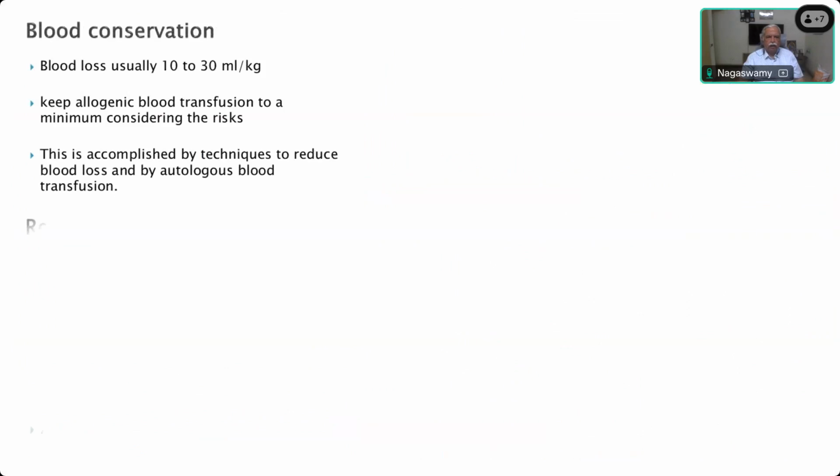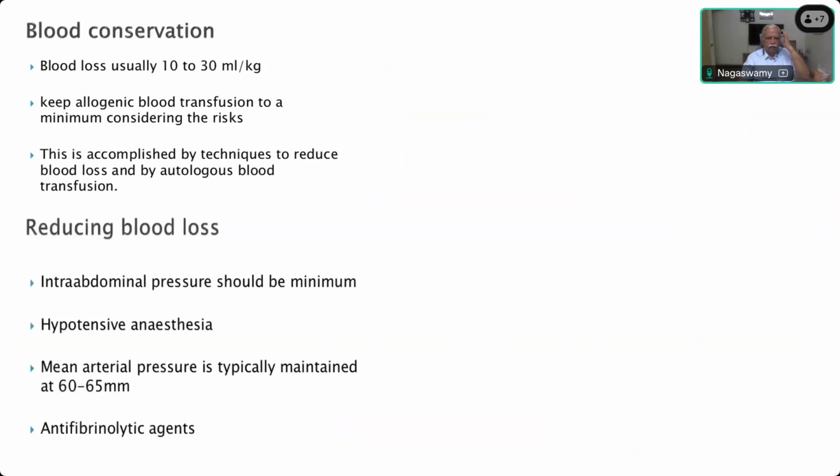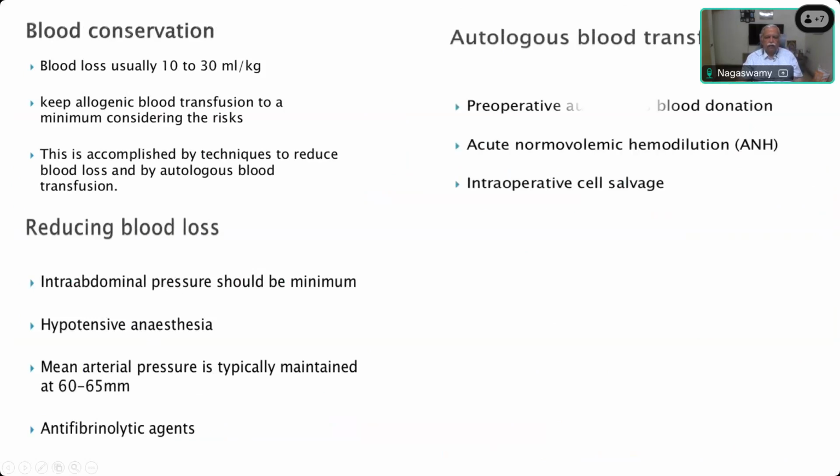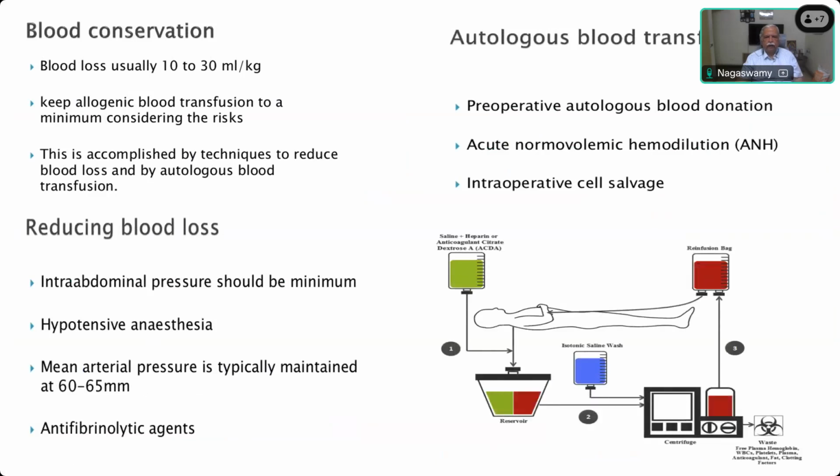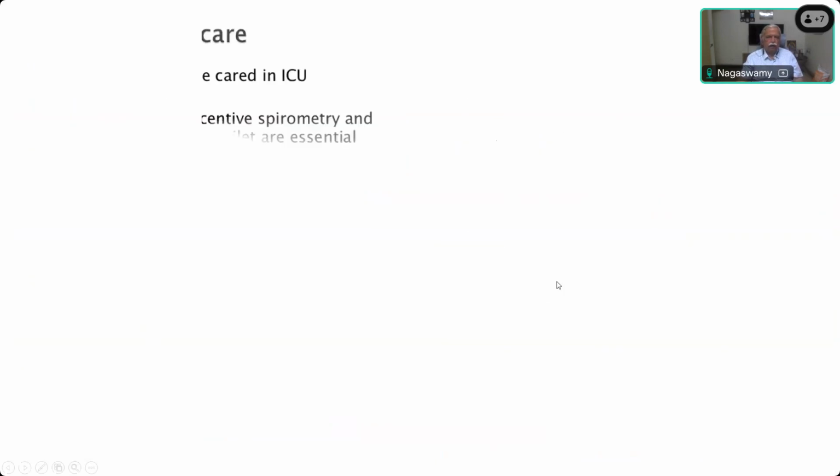And coming to blood conservation, the aim is to reduce allogenic blood transfusion to the minimum to avoid the risk. Among methods of reducing blood loss, intra-abdominal pressure should be kept minimum. This is the first and foremost requirement. Then you can use hypotensive anesthesia, and you can use antifibrinolytic agents. And of course, you can use vasodilators like NTG and SNP. And you can use preoperative donation, acute normovolemic hemodilution, and intraoperative cell salvage. These are the methods of conservation of blood.